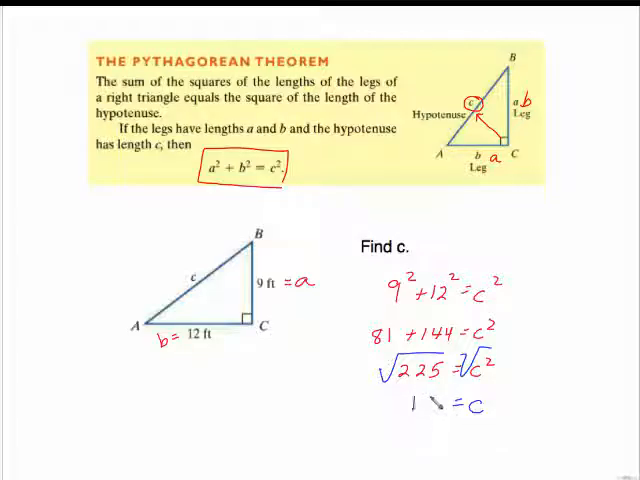So the square root of 225 is 15, so we have found out that C is 15 feet.